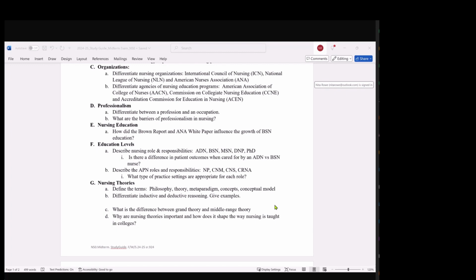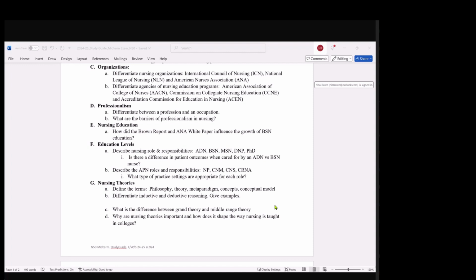Do you understand what the roles and responsibilities are between an ADN, BSN, MSN, DNP, and PhD, right? Understand what the levels of the APN roles are, the NP, the CNM, CNS, and CRNA. What do they do, right? What is the difference in their roles?